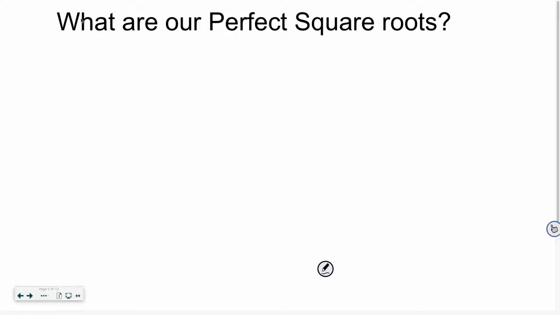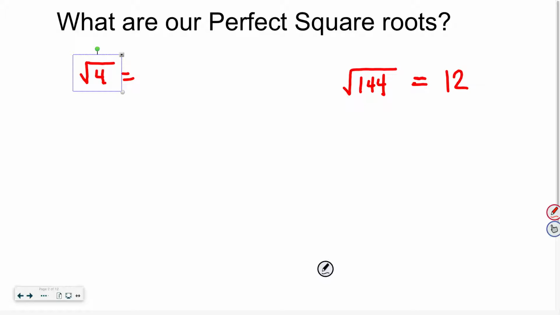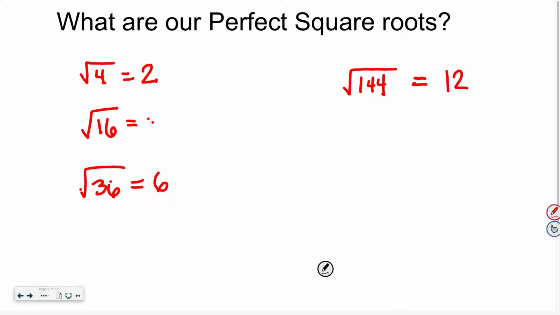144. Okay, the square root of 144 is 12. What else? The square root of 4 is 2. Who can give me another one? Square root of 36. The square root of 16 is 4.